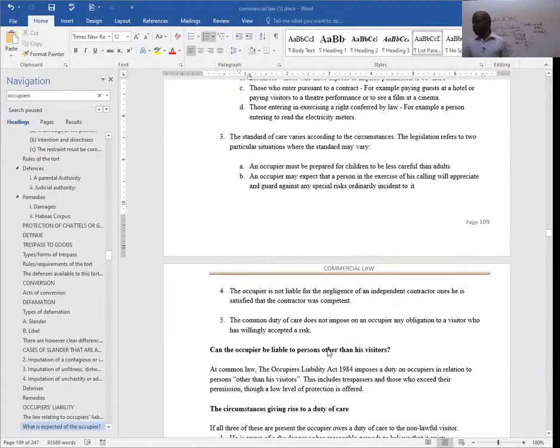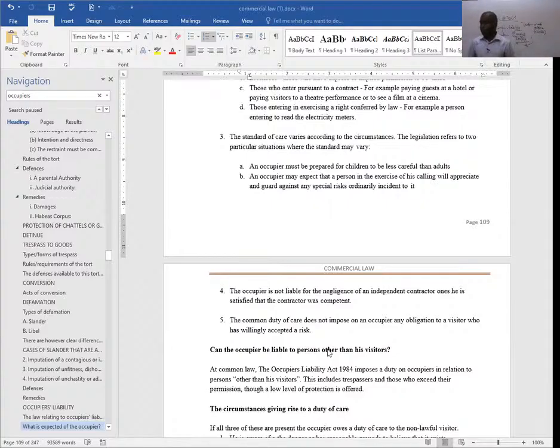So the occupier is not liable for the negligence of an independent contractor once he is satisfied that the contractor was competent. So the occupier of the premises cannot be held responsible for accidents or failure of safety measures that arise out of the negligence of an independent contractor.